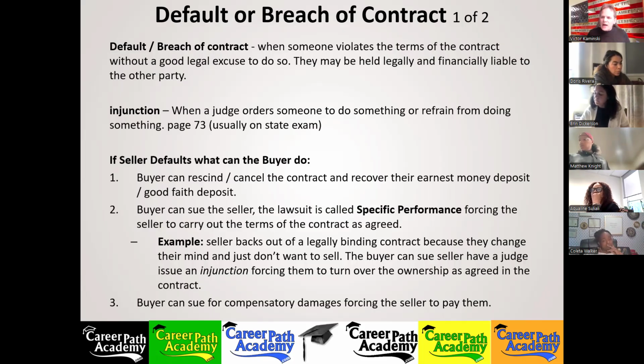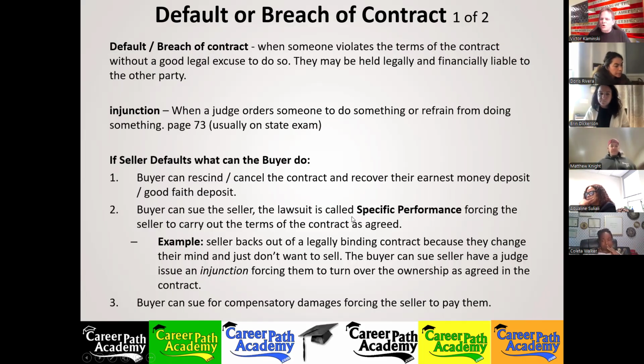So now we're going to learn about what happens if a seller defaults, what can the buyer do? And then we're going to learn what if a buyer defaults in the contract, what can the seller do? So let's start off with the seller. If the seller defaults on the terms of the contract, what can the buyer do? Well, the buyer can rescind the contract. They can cancel it and recover their earnest money deposit, that good faith deposit. Or the buyer can sue the seller.